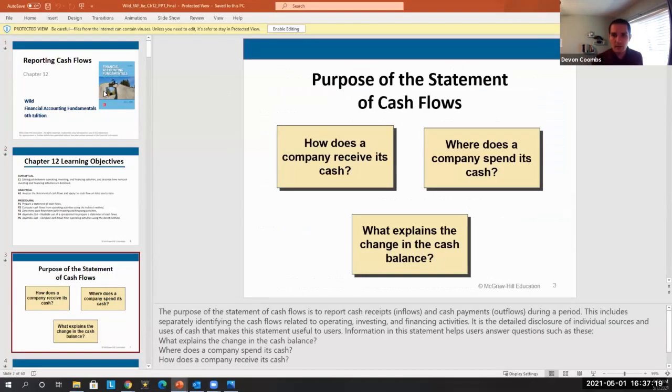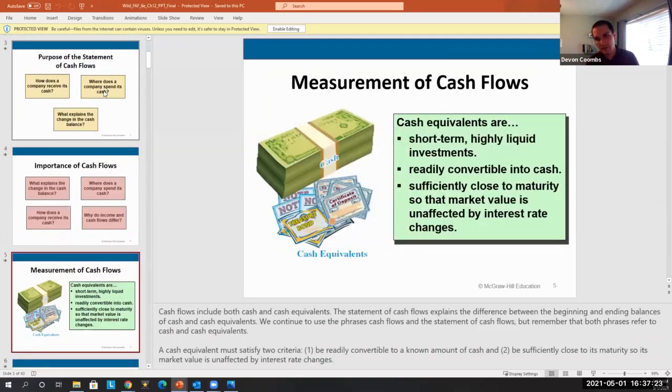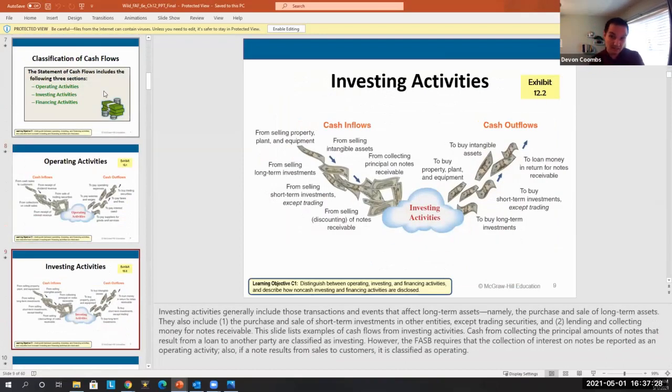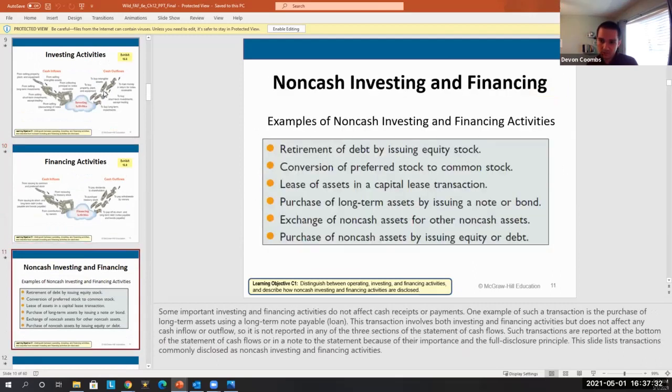So now on the book slides, we talked about all of it. So we're skipping through. Where does the company spend its cash? We've talked about distinguishing. You can look at these slides and kind of use them, but I think my slides are better. So I wouldn't really focus on these.